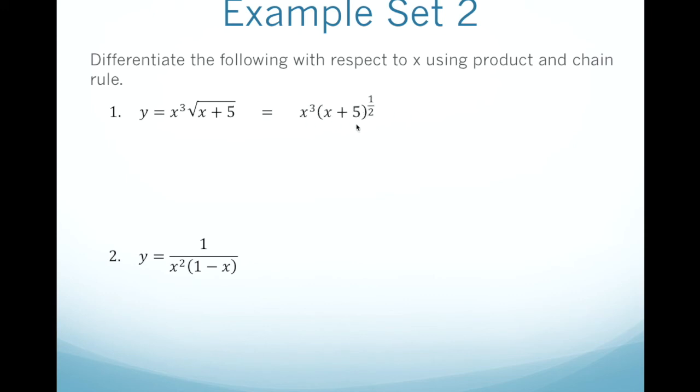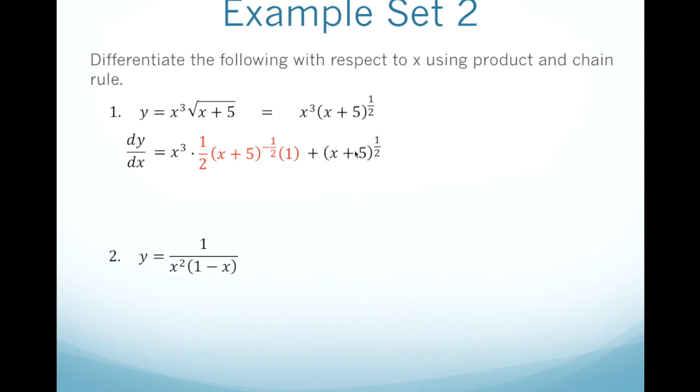Alright, so we have now two factors. Again, this is our f and this is our g. So dy/dx is equal to copy f, then multiply by the derivative of g, in which we have to apply the chain rule. It is going to be times 1 half times x plus 5 to the power of half minus 1, which is negative half, and then multiply by the derivative of x plus 5, which is 1.